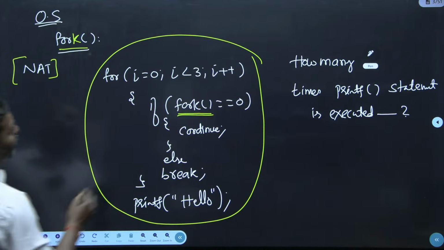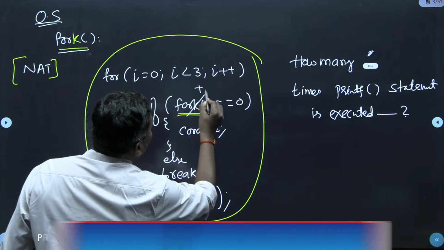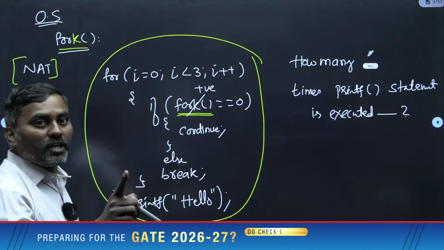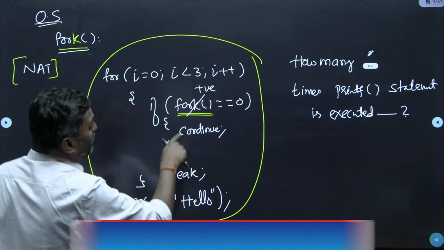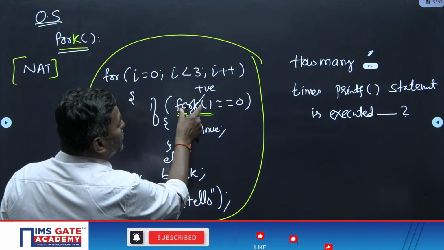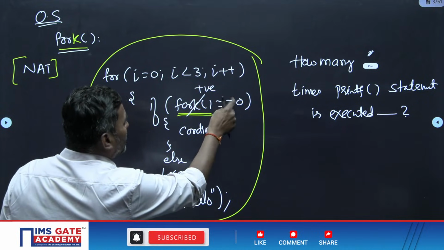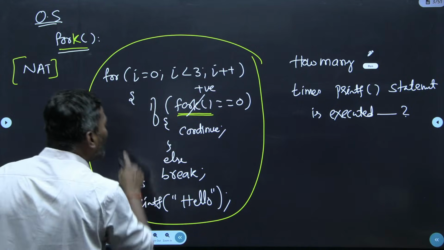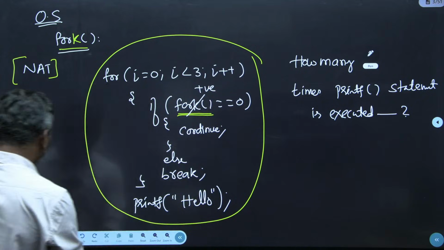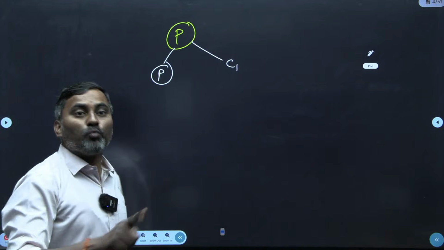What we know is that for a parent, the return value will be a positive number, and for a child, the return value is 0, correct? So for the parent process, fork returns a positive number which is not equal to 0. That means the condition is false, so it goes to break. So the loop will not repeat for the parent.